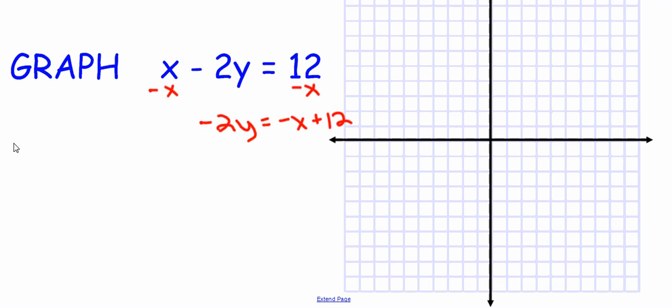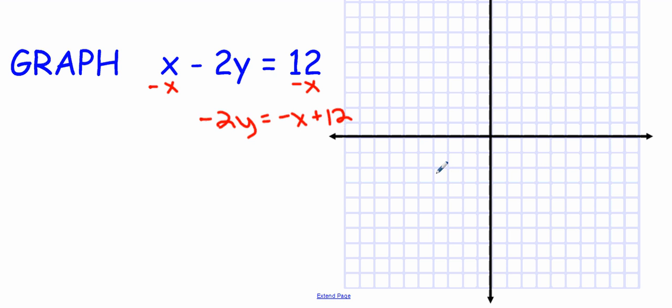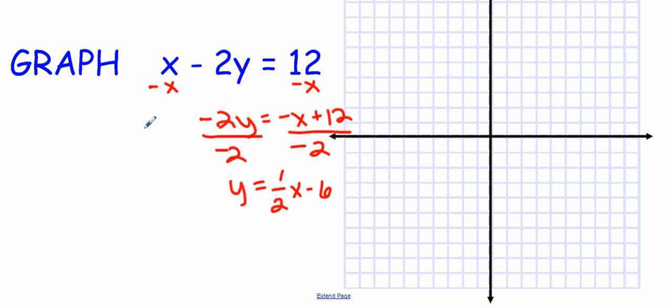Next, to get the y all by itself, I'm going to need to divide every term in my problem by -2. This will leave me with the equation y equals -x divided by -2 is going to turn positive, and that's the same as saying 1/2 x. 12 divided by -2 is going to leave me with a -6. So I now have an equation that is ready to be graphed. This is in slope-intercept form since y is all by itself.